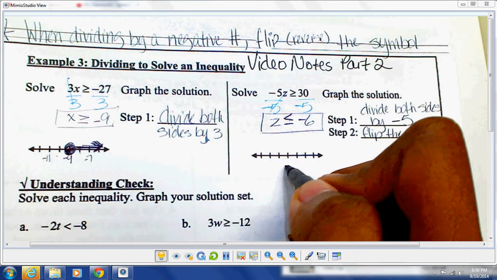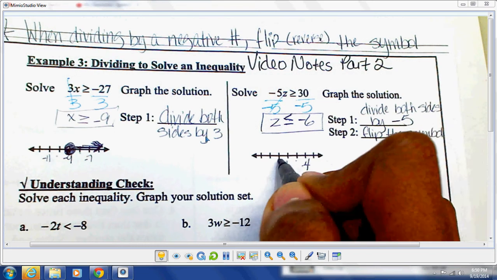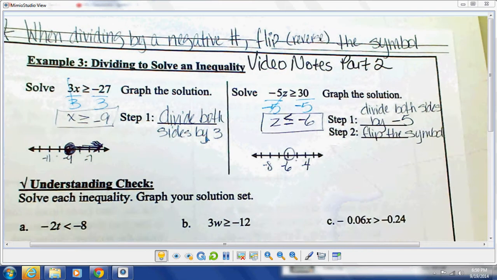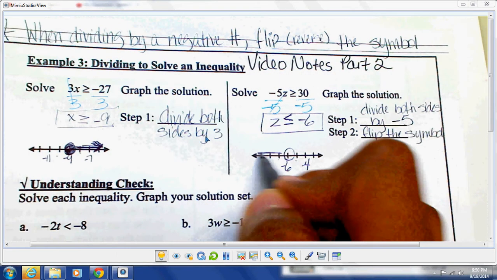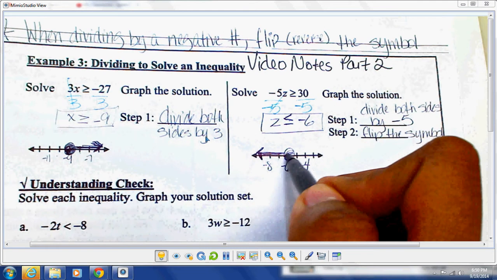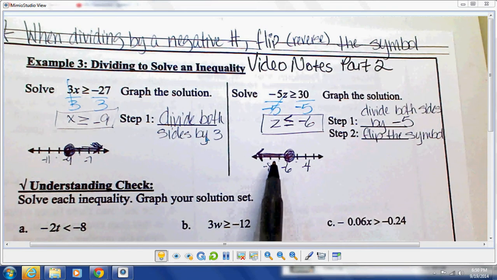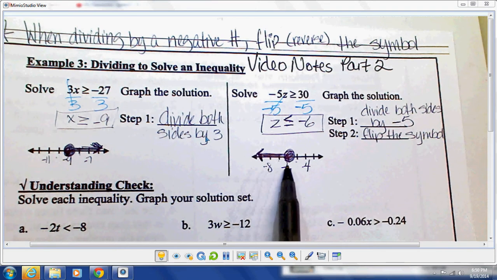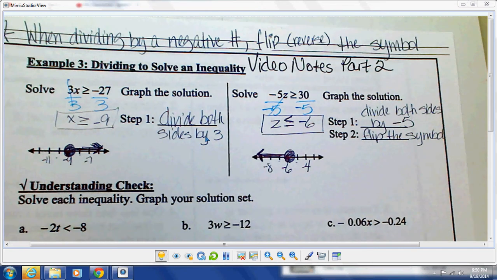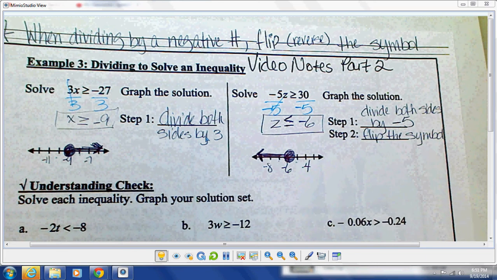So let's graph. Negative 6 in the middle, negative 5, negative 4 here, negative 7, negative 8 here. So we need a circle at negative 6. It's going to the left, and it should be closed. So that means if I was to plug in negative 7 or negative 8 or negative 9 or even negative 6 itself, then my inequality should be true. But if I put anything else over here, it's not going to be true.